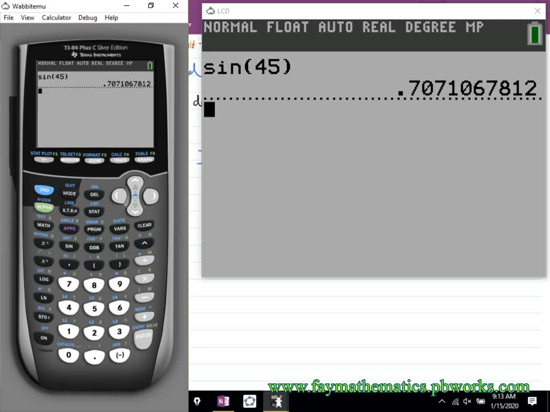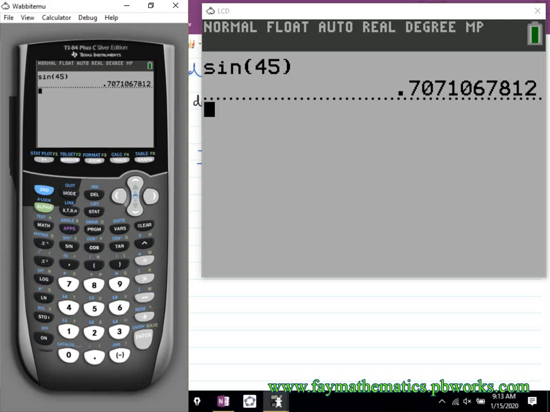Yes? What mode do you want to type in? Okay, that's what we're talking about right now. So what did I type in? I typed in 45, right? 45 in my problem was a degree. So if I want my calculator to evaluate correctly, I need to know what unit my information is in. Okay, so sine of 45 degrees.